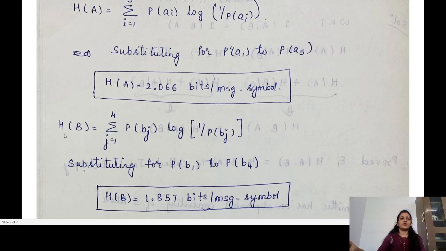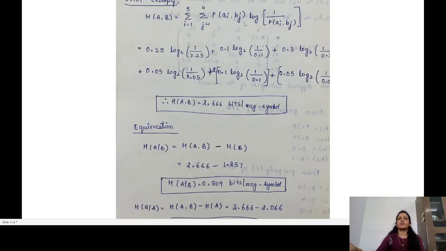Similarly, to calculate H of B, write the expression for H of B by considering the probability of the output symbols. Since we have only 4 output symbols, j varies between 1 to 4, and this is the expression for entropy. Substitute for P of B1 to P of B4 and go for the calculation. You will obtain the value of H of B. These are the two entropies. Let us move on to the remaining entropies.